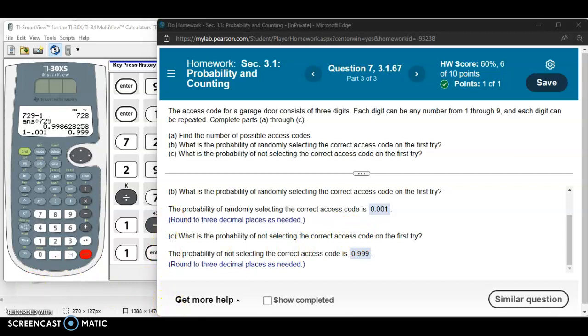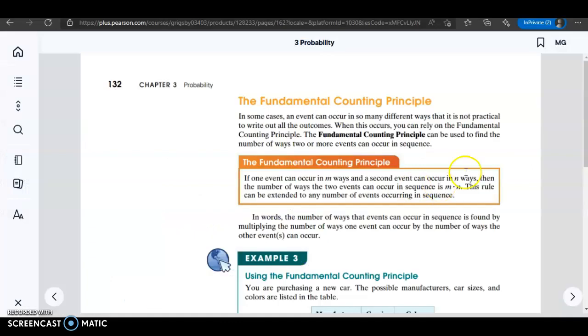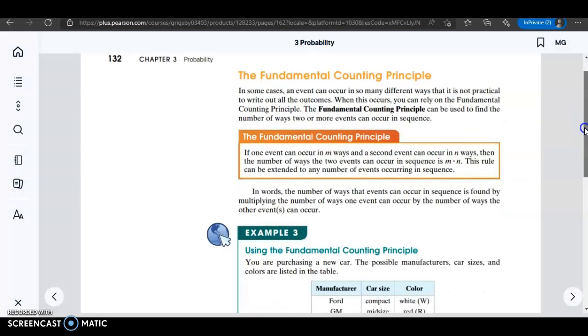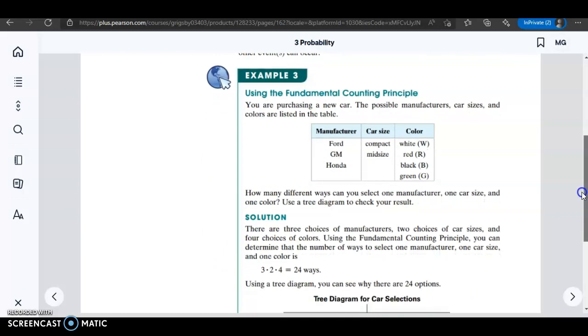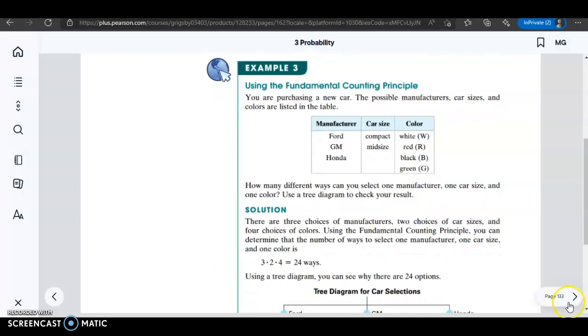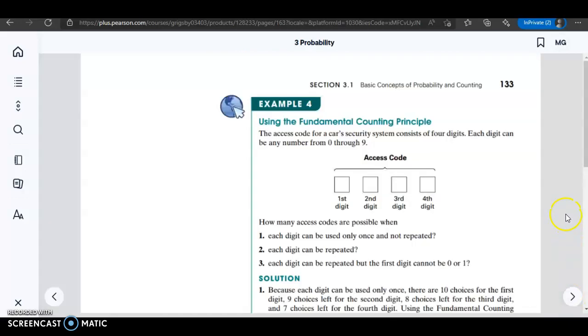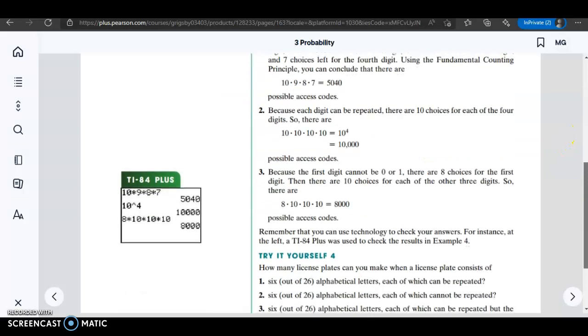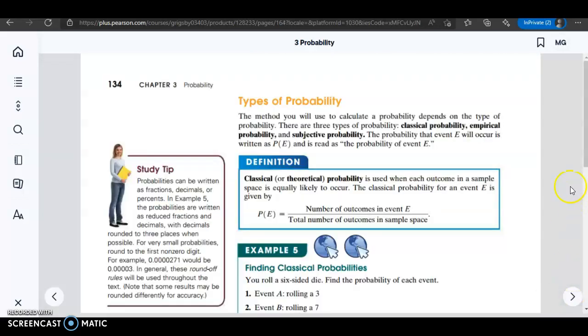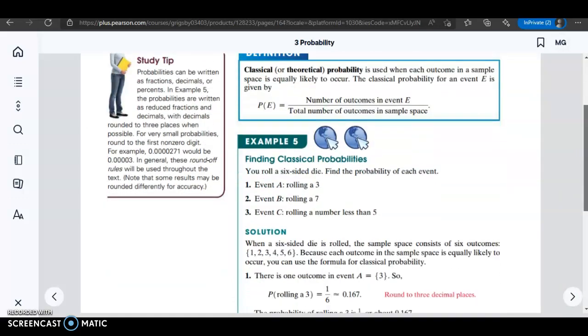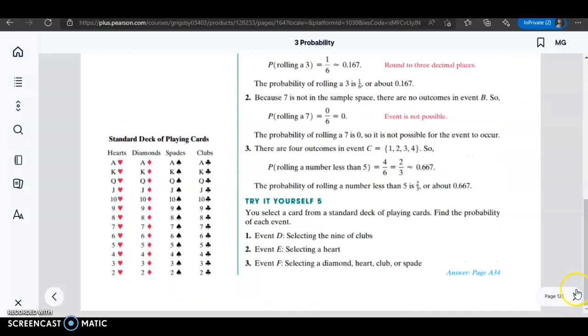Okay, you can verify that in the book. I encourage you to look at the examples in the book, so they're much like the ones in the homework, if you need extra practice. Okay, and then it talks about the different types of probability, which we won't go through.